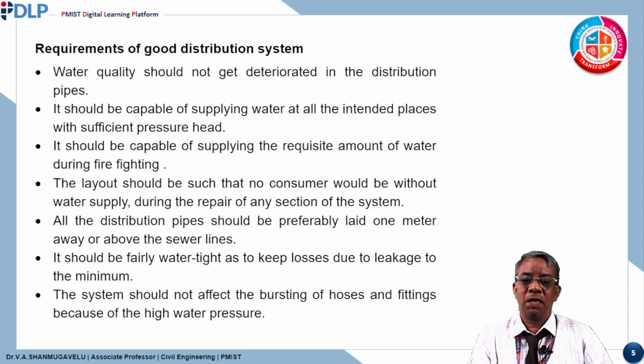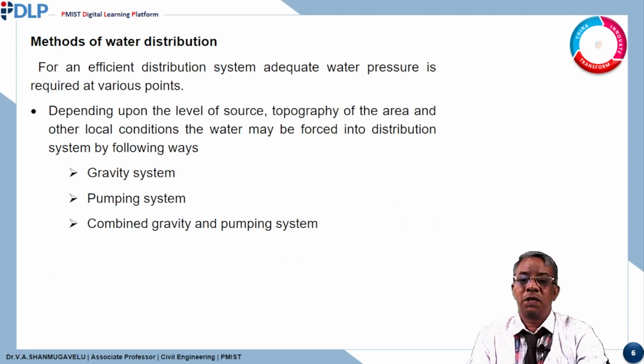The layout should be such that no consumer would be without water supply during the repair of any section of the system. All the distribution pipes should preferably be laid 1 meter away from or above the sewer lines. It should be fairly watertight so as to keep losses due to leakage to a minimum. The system should not cause bursting of hoses and fittings because of high water pressure.